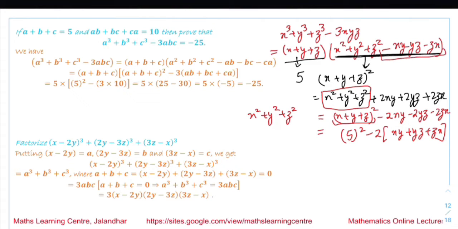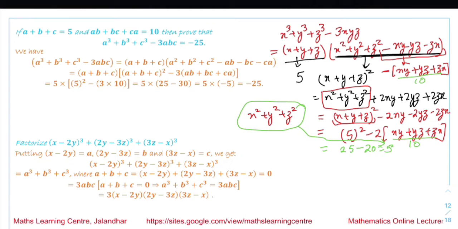Similarly, from this term, if we take the minus sign common, we are left with xy plus yz plus zx, and the value of this term is 10. So we are getting 25 minus 20, which is equal to 5. So x square plus y square plus z square is equal to 5. This value is 10 and this value is 5. So the final answer you will get is 5 into (5 minus 10), which is 5 into minus 5, that is equal to minus 25.